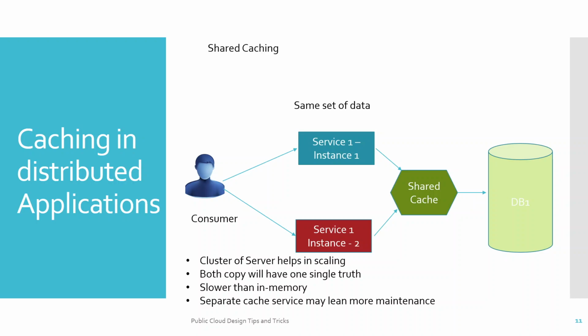And now it has always a single source of truth, and as compared to in memory it is slower because it is always having a different machine where the cache is running, and because of that you have one more hop you are traveling basically, so that adds the delta part for the response. And because of that separate machine where the cache is running, you also add more maintenance. So that is how shared caching looks like.